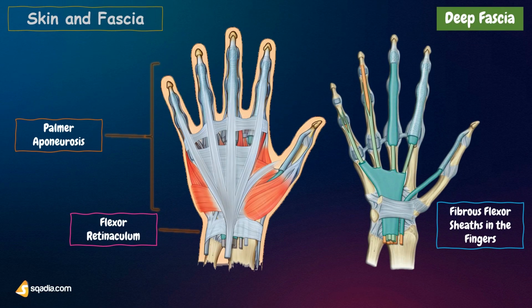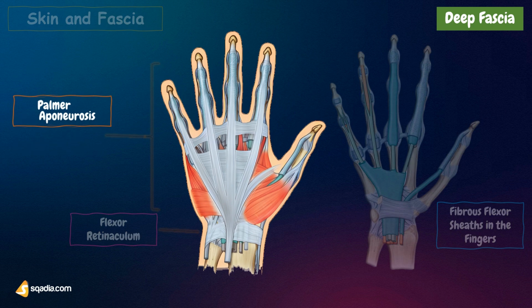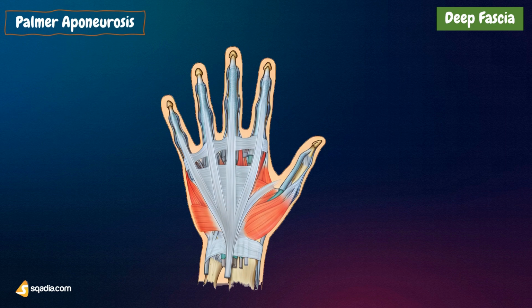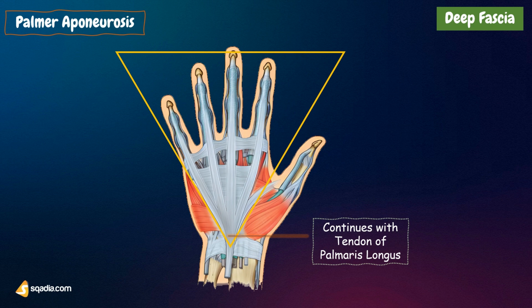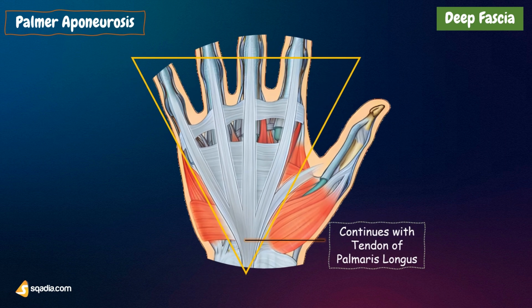Next, we have the palmar aponeurosis. This term is often used for the entire deep fascia of the palm. However, it is better to restrict this term to the central part of the deep fascia of the palm, as shown here. Palmar aponeurosis is a triangular condensation of deep fascia that covers the palm and is anchored to the skin in distal regions. The apex of the triangle is continuous with the palmaris longus tendon when present, otherwise it is anchored to the flexor retinaculum.